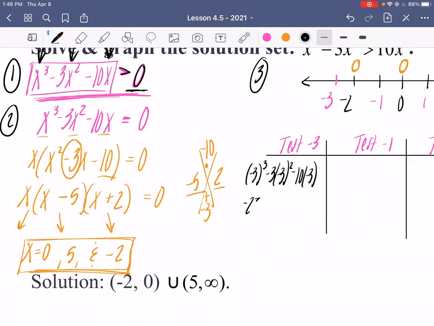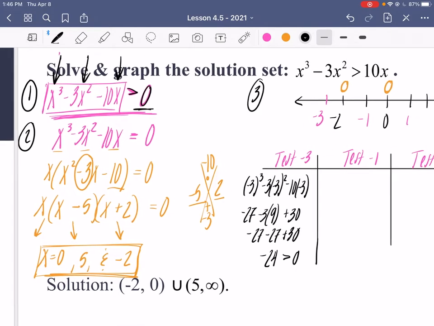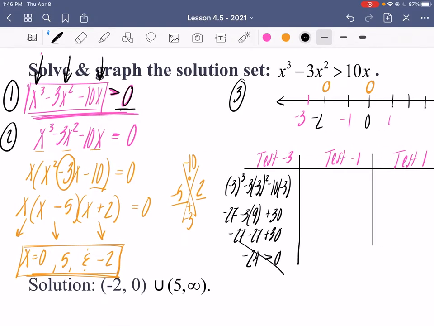So negative 3 cubed is negative 27. And then minus 3 times negative 3 squared, which is 9. Minus 10 times minus 3 is positive 30. Then this gives us negative 27 minus 27 plus 30, and all this gives us negative 24. We're trying to see, is this greater than 0? Nope, definitely not greater than 0. So that interval is not a part of the solution set.